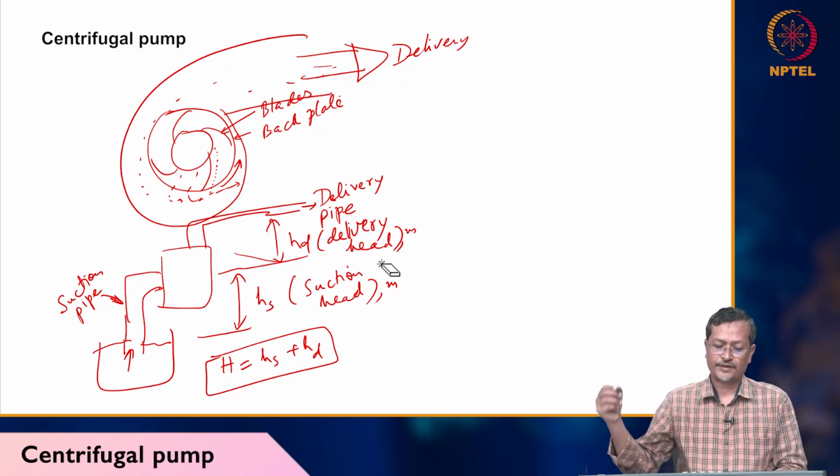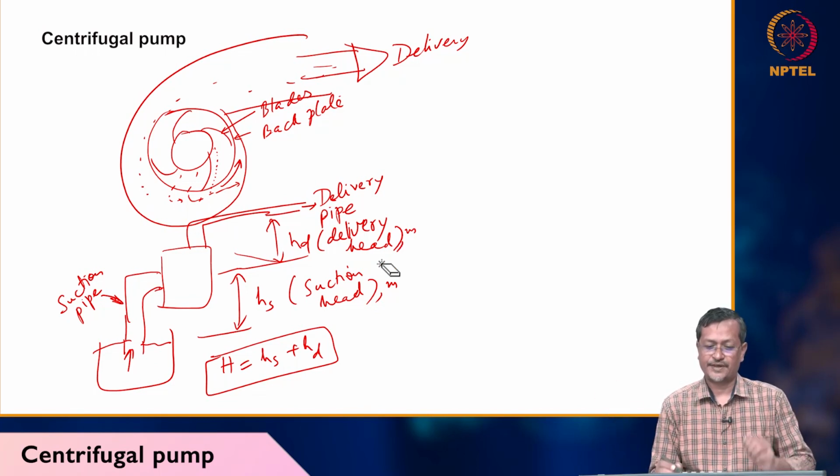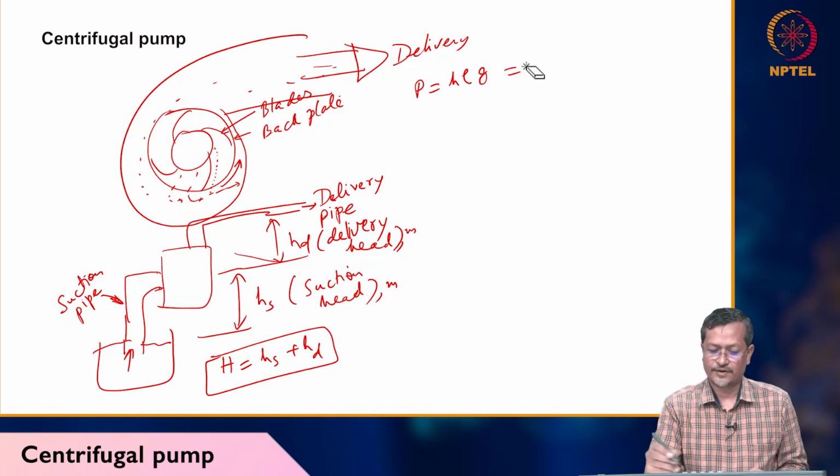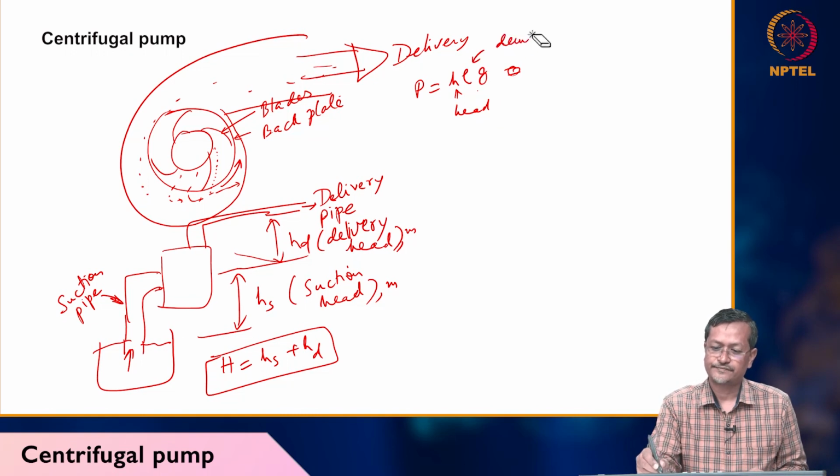And if we say head instead of pressure, and if you want to convert to pressure, pressure will be H rho G. H is already your head, and rho is density, and G is acceleration due to gravity.